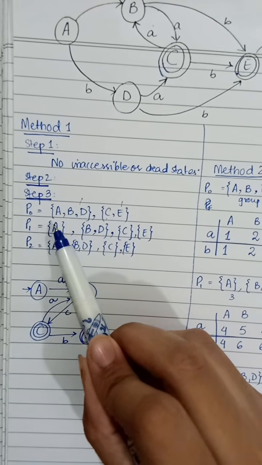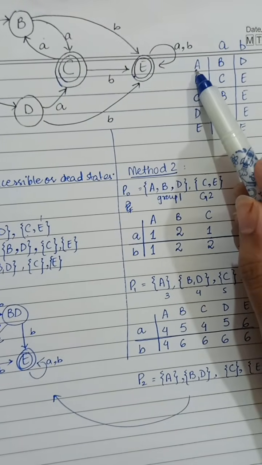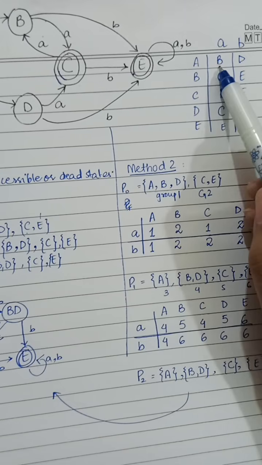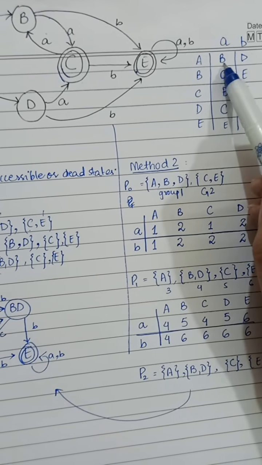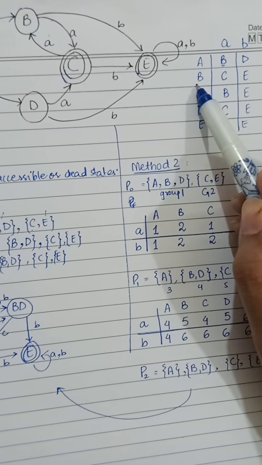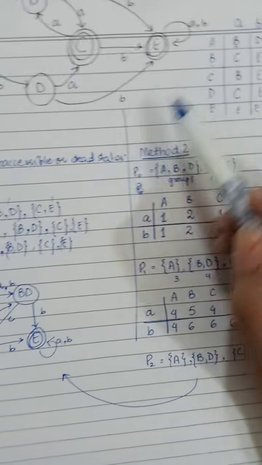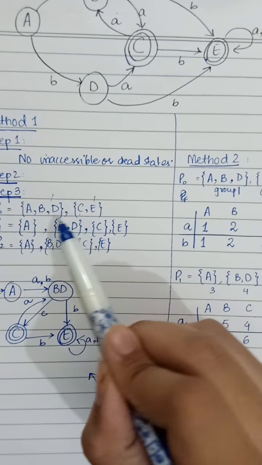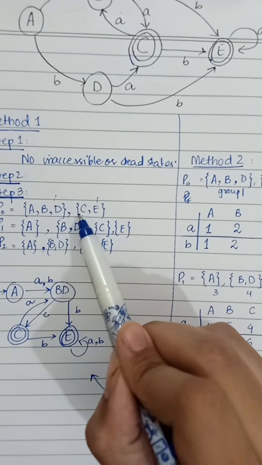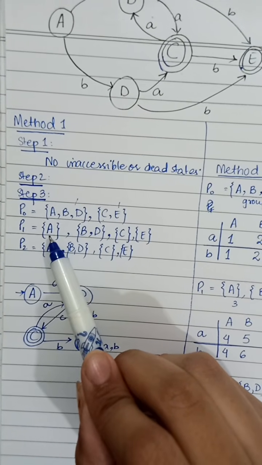Next, we see A, we check the input of A and input of B. Over here, when we input small letter a on A, it goes to B. And on B, on input a, it goes to C. So we check whether B and C are in same groups. They are not. They are in different groups. Therefore, we divide them. We put A in one group.